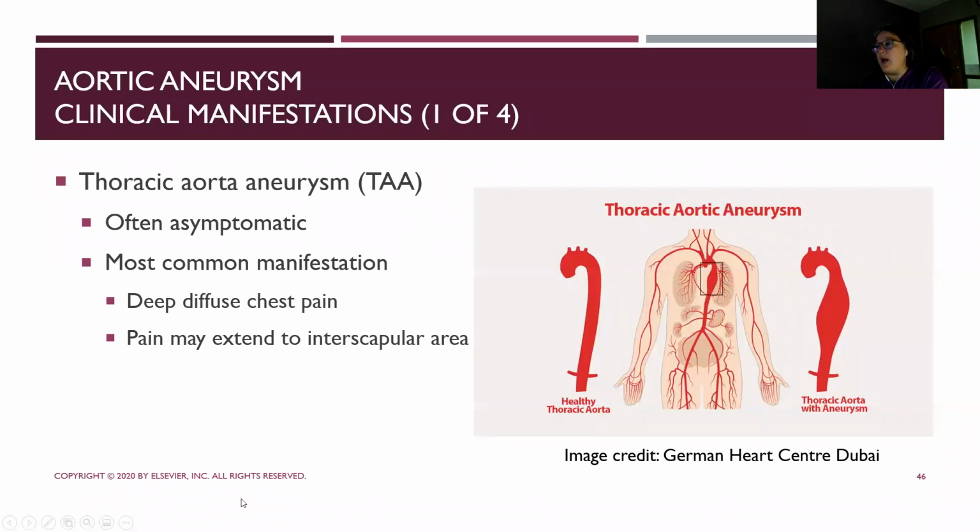And we can see where that pain would be coming from if we take a look at this diagram, because the aortic aneurysm starts restricting either the lung tissue, or it starts restricting the way that the heart can beat. Then that impairs oxygenation, and that's where this deep chest pain comes from.